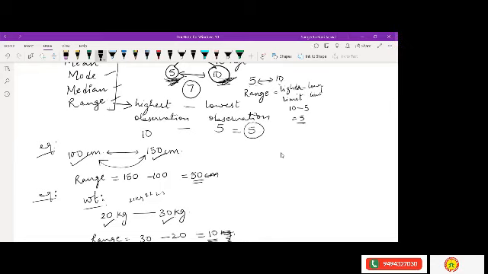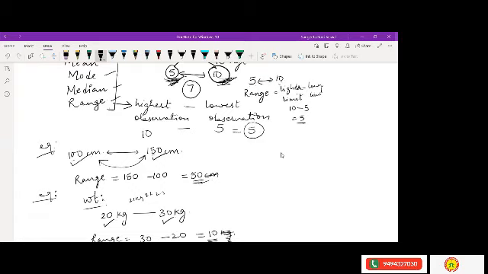Okay, so suppose I tell you to collect the data of the height of people ranging between 100 and 150 centimeters. So that means I have given you this range. You have to find the height of those people who have their heights between 100 and 150. So your range will be higher limit minus lower limit. So that is 150 minus 100, that is 50.